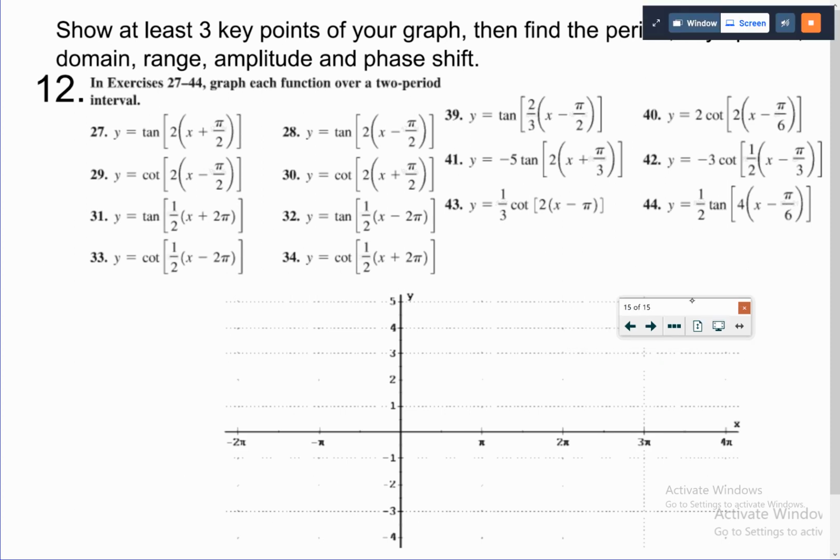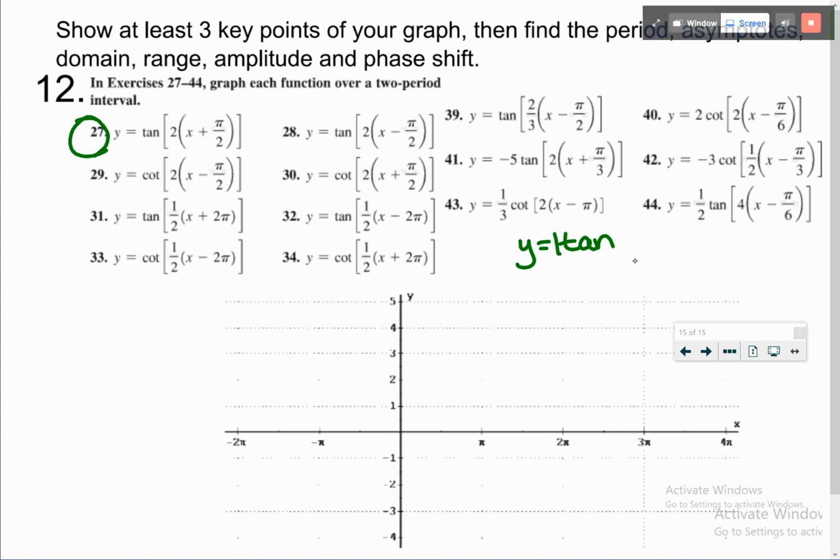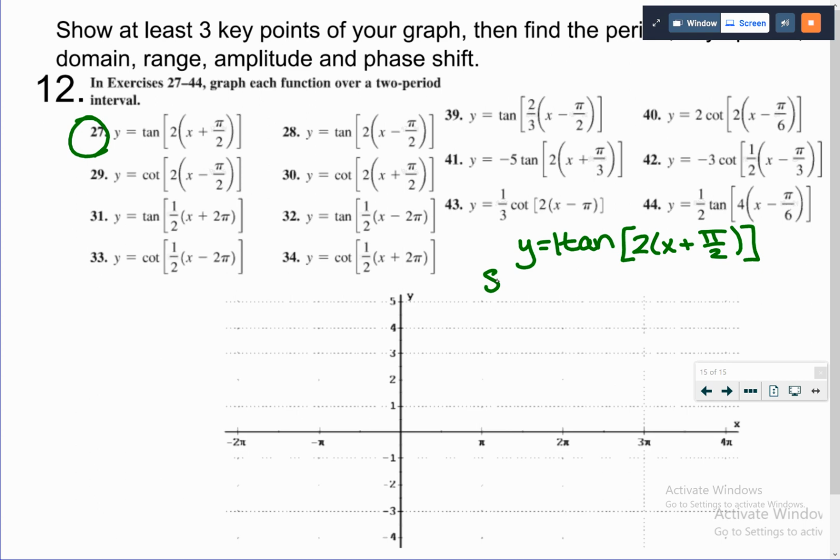Pick a number. 27, sure. Y equals tangent, and there's no number in front there. You can put a 1 there if you want. 2x plus pi over 2. They've already factored the 2 out for us. If they didn't factor the 2 out, you'd want to make sure you do that first. Scale change and translation rules are the same as before.